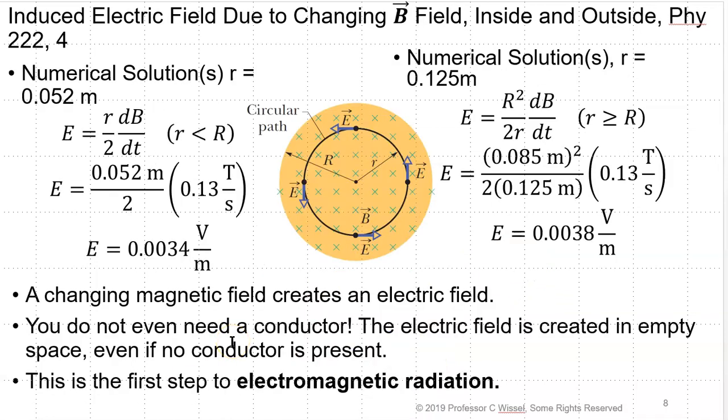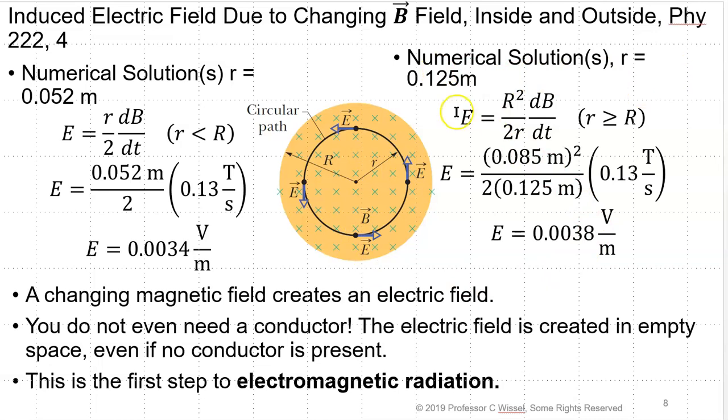Okay, so now let's stick the numbers in. We're looking for little r equals 0.052 meters, which will be in here. So we have this expression, and now we're going to put the numbers in. So E equals 0.052, that's little r, divided by 2, and dB/dt is 0.13 Tesla per second. Turns out that the EMF in this area at 0.052 meters from the center is 0.0034 volts per meter.